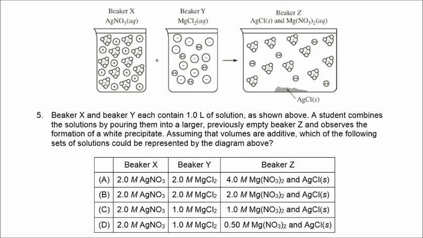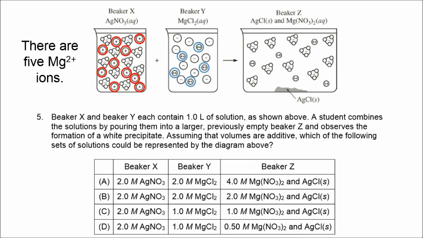In number 5, we have particle diagrams to show us what happens when solutions of silver nitrate and magnesium chloride are combined. If we look at beaker X, all of the choices have 2 molar silver nitrate, but some of the choices have either 2 molar magnesium chloride or 1 molar magnesium chloride. The particle diagram should tell us the relative concentration of these solutions. There are 10 silver ions in that first beaker. However, there are only 5 magnesium ions in that same volume, that 1 liter volume.